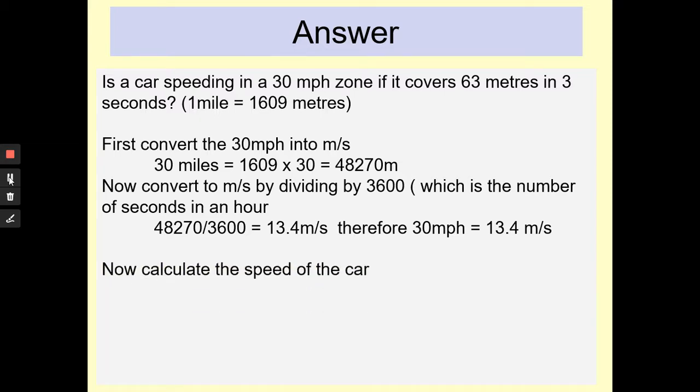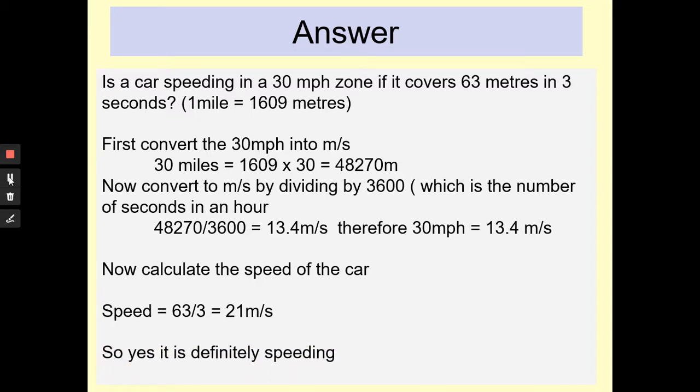Next, you need to calculate the speed of the car. So you're told that it's managed to travel 63 meters in 3 seconds. And so that gives it a speed of 21 meters per second. Comparing that to the reference value of 13.4, the car is most definitely speeding.